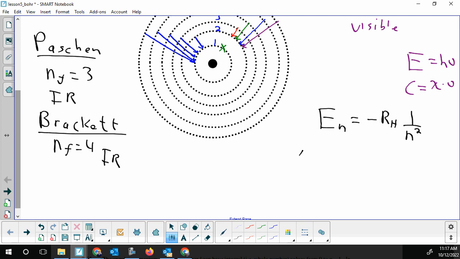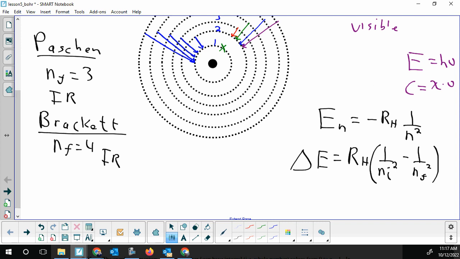Now what we're going to care about is transitions. Okay, what's the difference? You go 4 to 2. The change in energy is still, we have to factor in that constant, the Rydberg constant, times 1 over n initial squared minus 1 over n final squared. Okay. And those n's are always whole numbers, they're quantized. You can't have an energy level of 2.5. That is not allowed according to quantum mechanics.